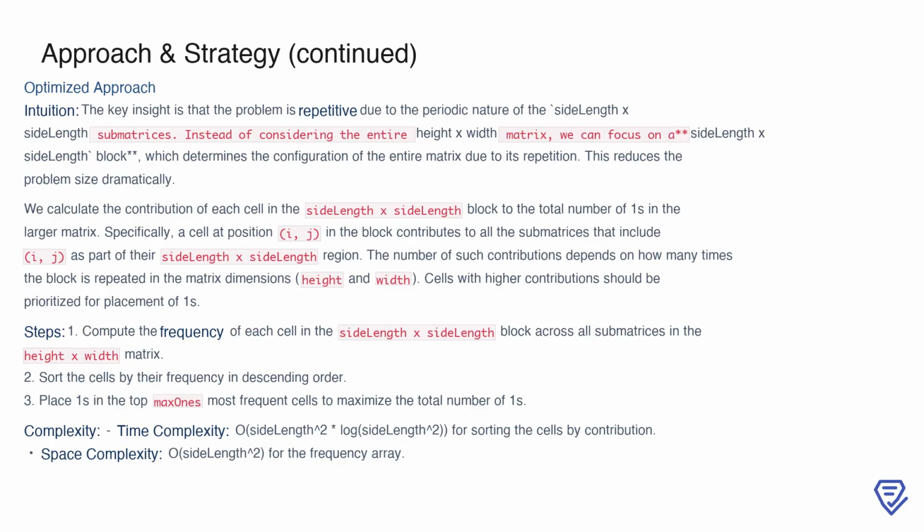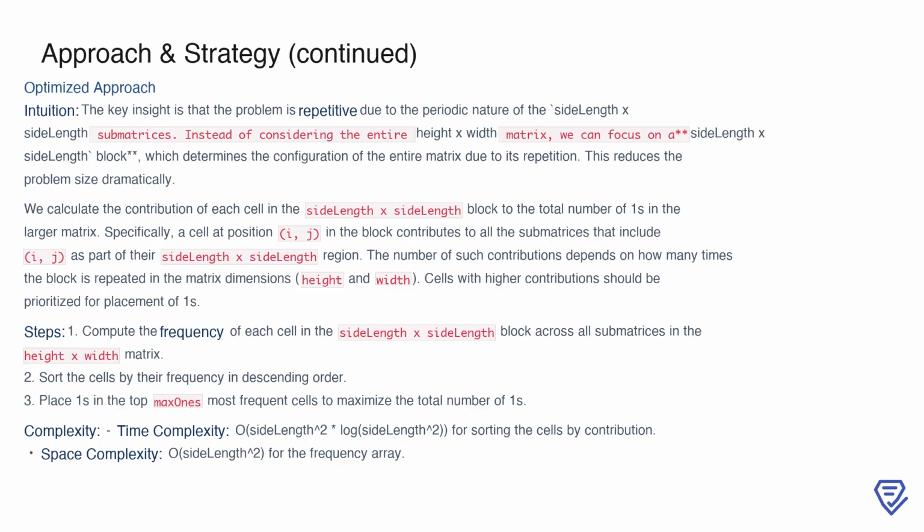For example, a cell at position i, j contributes to all submatrices that include this cell, and the total contribution depends on how many times the block is repeated across the matrix dimensions. Cells with higher contributions are more valuable, so we prioritize placing ones in these positions. To implement this, we compute the frequency of each cell's contribution across all submatrices, sort the cells by their contribution in descending order, and then place ones in the top maxOnes cells.